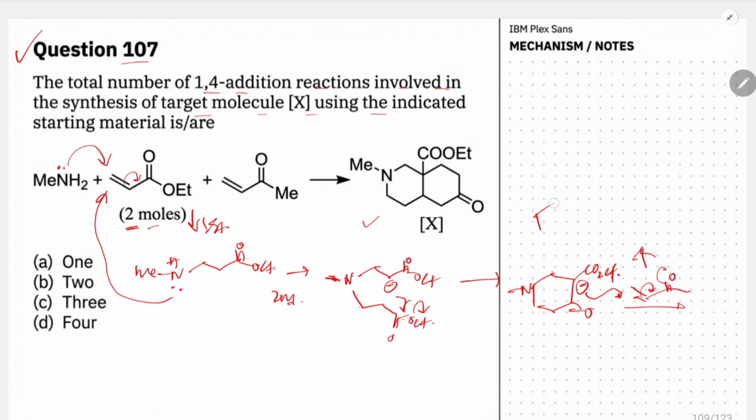NMe, CO2Et. This is 1 2 3 4, 1 2 3 4. After that the ring closes. 1 2 3 4 5 6. This negative charge will attack this and give the final product. Okay, here one double bond is missing, so a total of 3 1,4 additions occur.